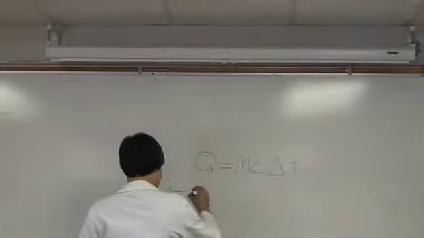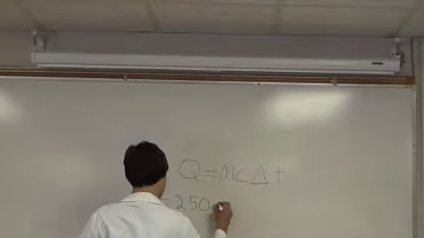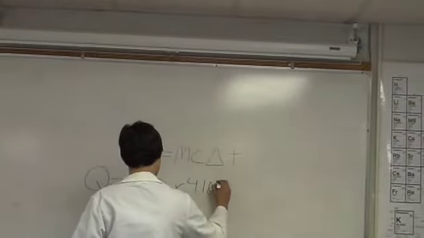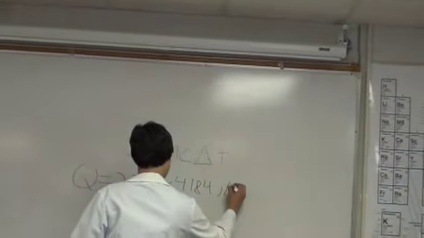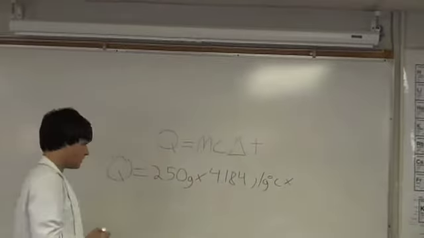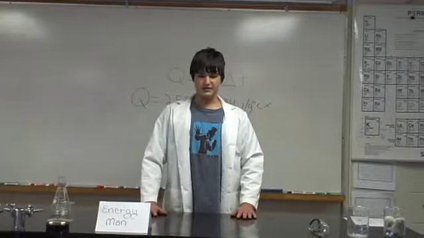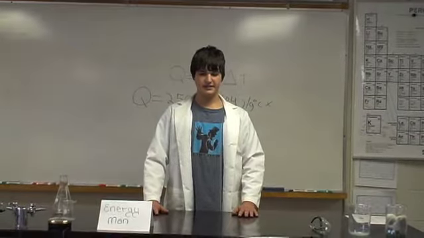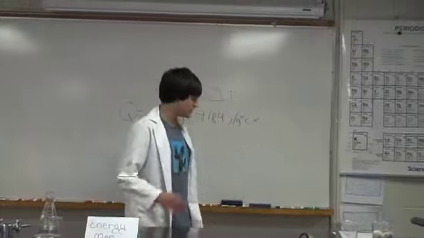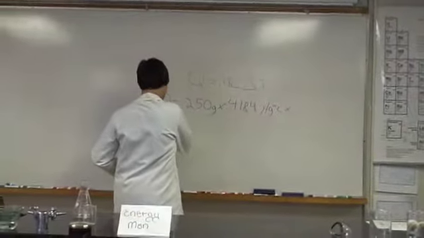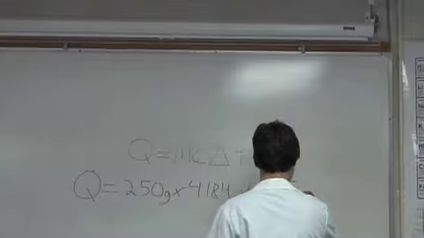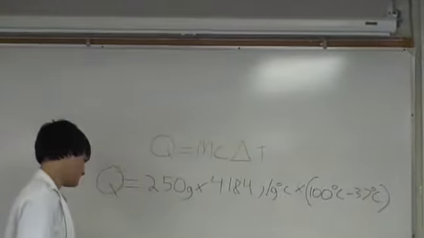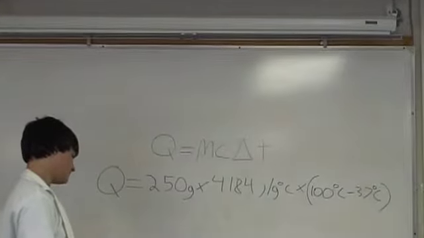We know that the mass is 250 grams, and the specific heat is 4.184 joules per gram Celsius. The temperature is easy. We know that the final temperature is 100 degrees because all water boils at that point, and we just measured the initial temperature. See? It is that simple. Now all we have to do is solve this equation.